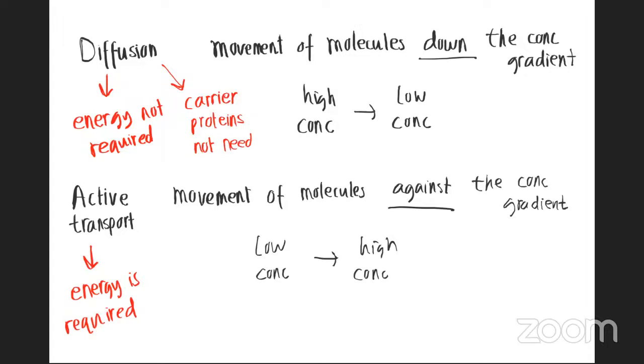Active transport: in order to move against the concentration gradient, we need carrier proteins. Carrier proteins are needed.